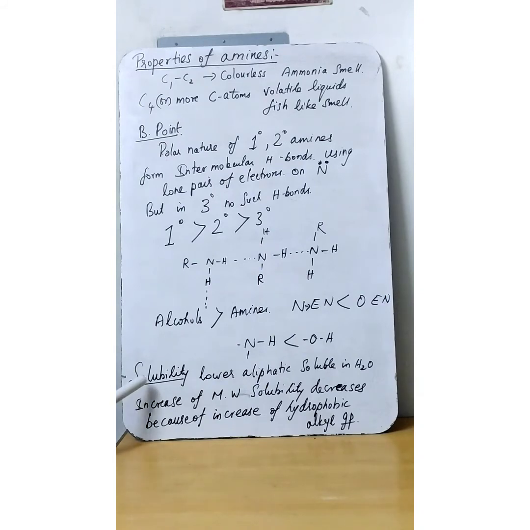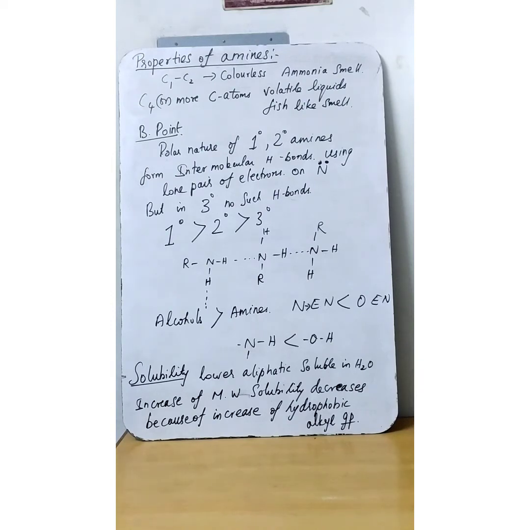The next point is solubility, meaning whether amines will be soluble in water or not. Lower members with 1, 2 or 3 carbons are called the lower members of amines. Lower aliphatic amines are soluble in water, but higher members are insoluble in water. That is due to the increase of molecular weight: in higher members, the alkyl group will be larger.